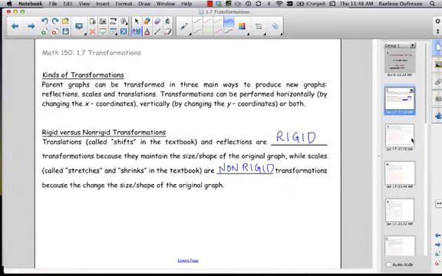All right, let's take a look at each of the three types of transformations: reflections, scales, and translations, one by one. Each of these we will look at to see how it affects x and how it affects y. In other words, we will look at horizontal reflections and then vertical reflections. We will look at horizontal scales and then vertical scales. And lastly, we will look at horizontal translations and vertical translations.